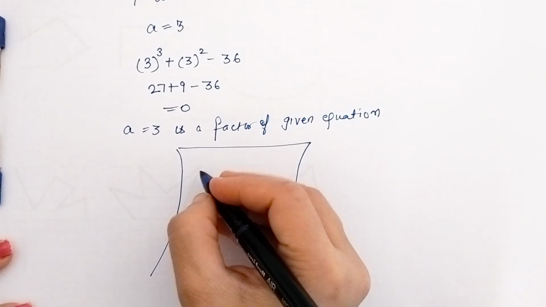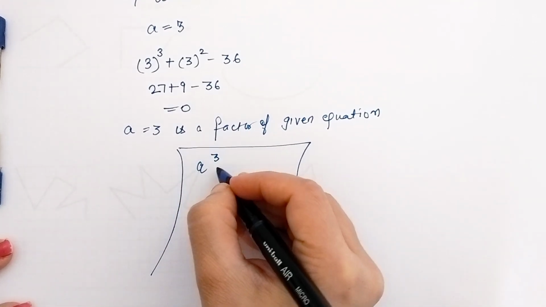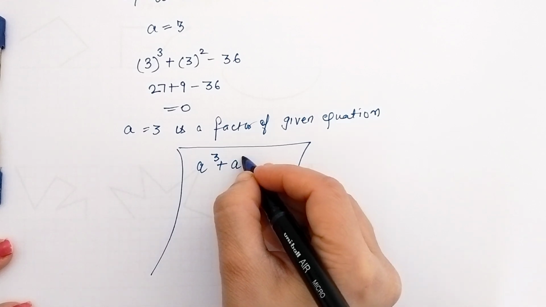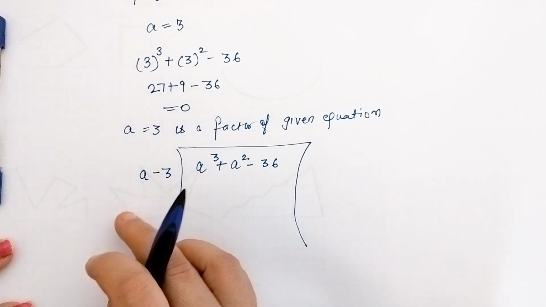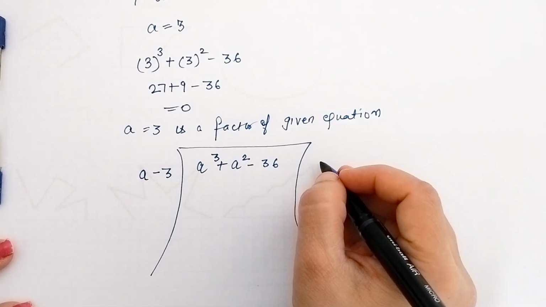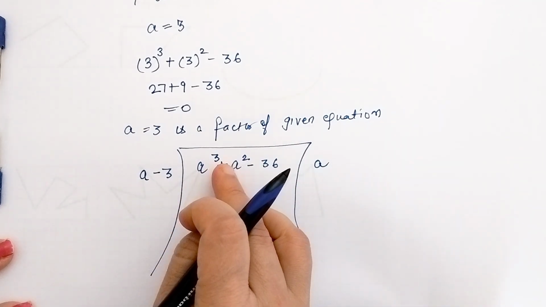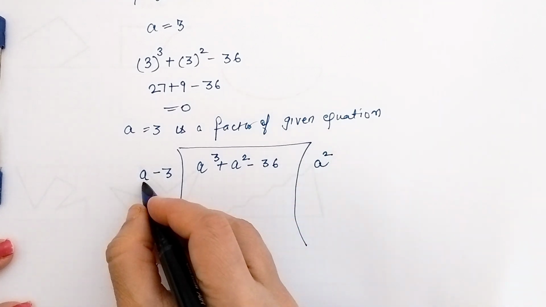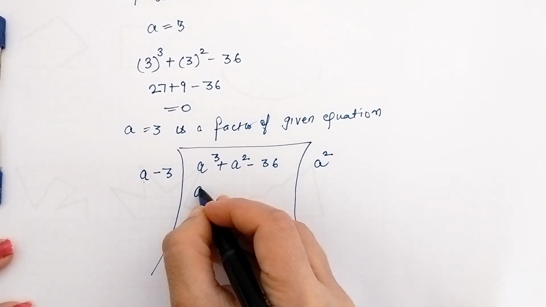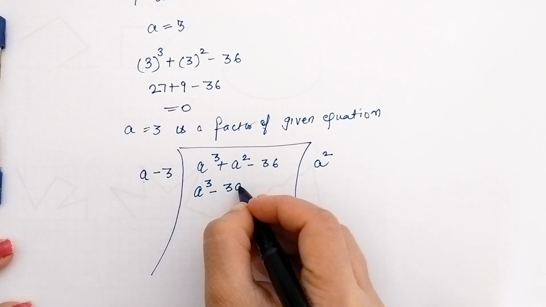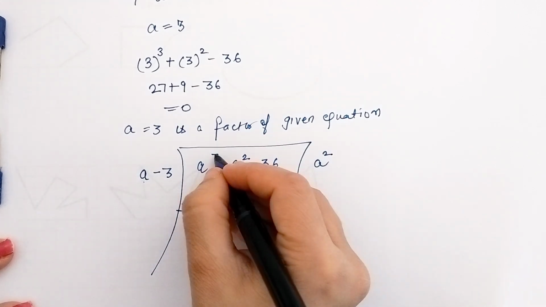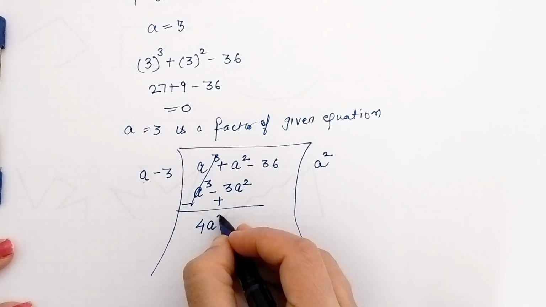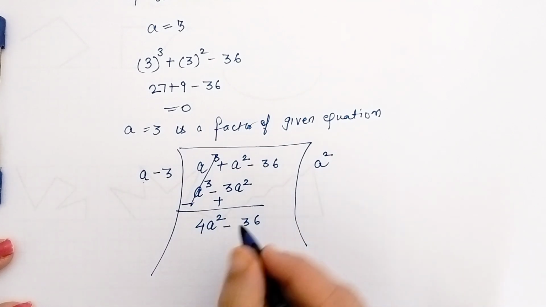Okay, whenever we get the factor, what do we do? We divide. Okay, we have a cube plus a square minus 36. We will divide it with a minus 3. Now divide. For getting a cube, we will need to multiply with a square. Multiply with a square, we get a cube minus 3a square. So now solve it. Subtract this from this. We get 4a square minus 36.